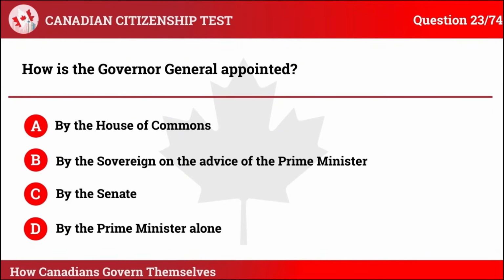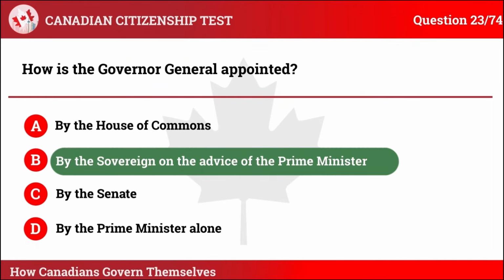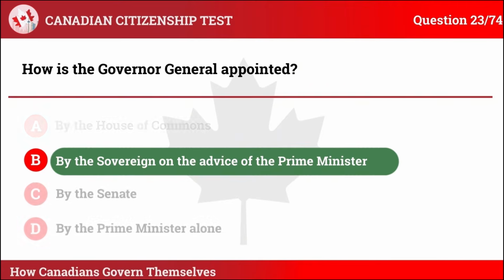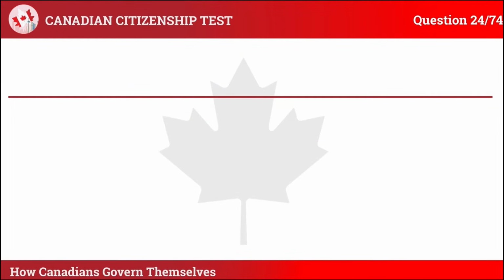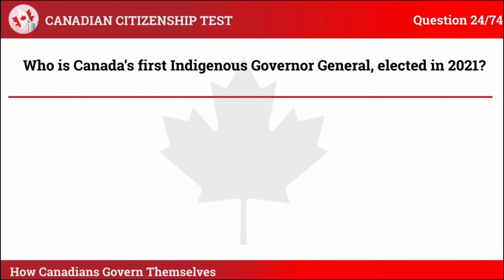The correct answer is B. By the sovereign on the advice of the Prime Minister. Explanation: the Governor-General is appointed by the sovereign on the advice of the Prime Minister, reflecting both tradition and the government's input. Question 24. Who is Canada's first Indigenous Governor-General, elected in 2021?